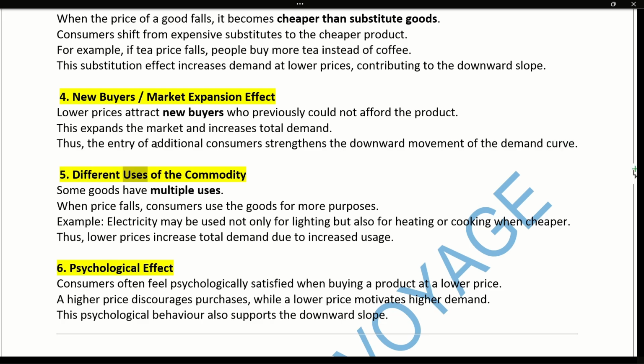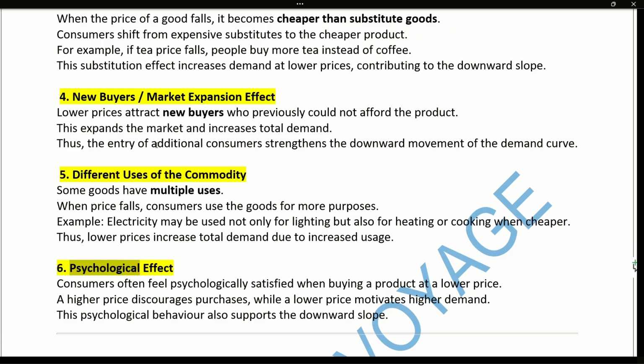5. Different uses of the commodity. Some goods have multiple uses. When price falls, consumers use the goods for more purposes. For example, electricity may be used not only for lighting but also for heating or cooking when cheaper. Thus, lower prices increase total demand due to increased usage.